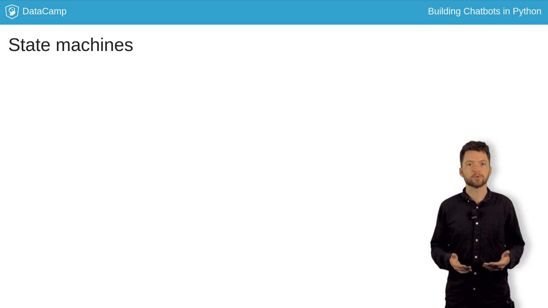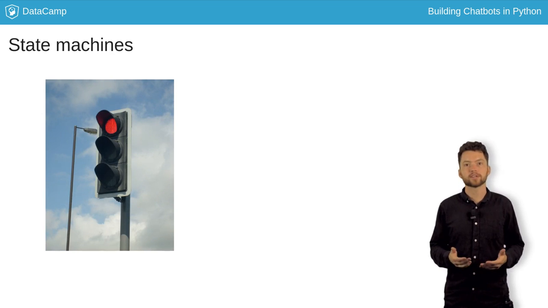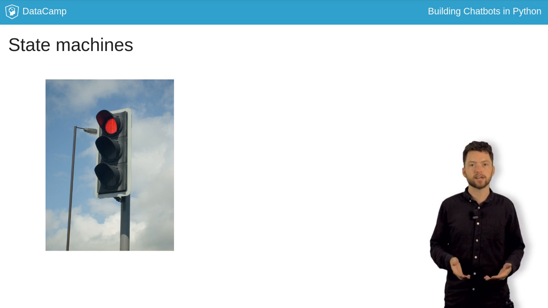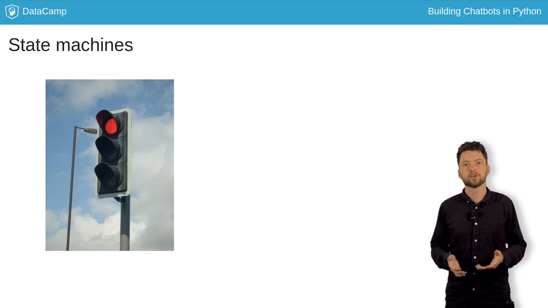A simple example of a state machine in the real world is a traffic light. A traffic light has 3 states: green, yellow, and red. When an event is received by the traffic light, it changes its state, for example, red to green or green to yellow.